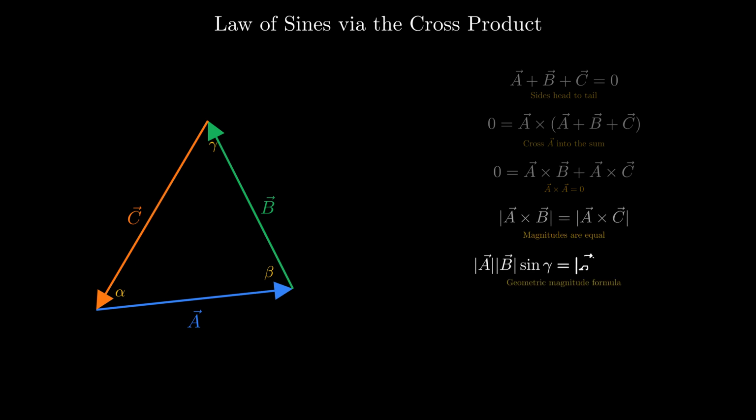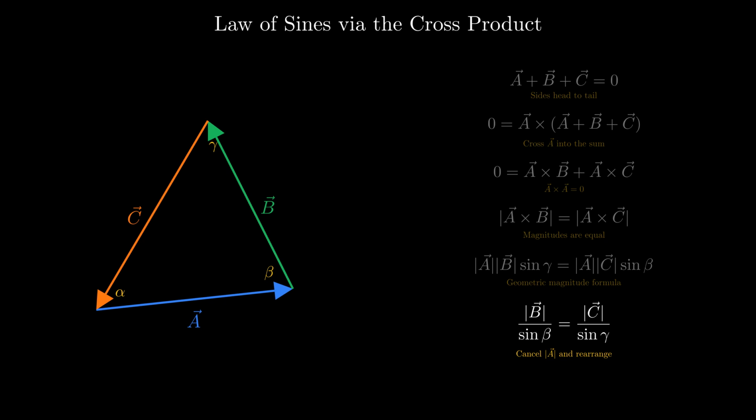From the triangle's geometry, the magnitude of A cross B is the magnitude of A times the magnitude of B times the sine of gamma. And the magnitude of A cross C is the magnitude of A times the magnitude of C times the sine of beta. Set these two equal, cancel the common magnitude of A and rearrange.